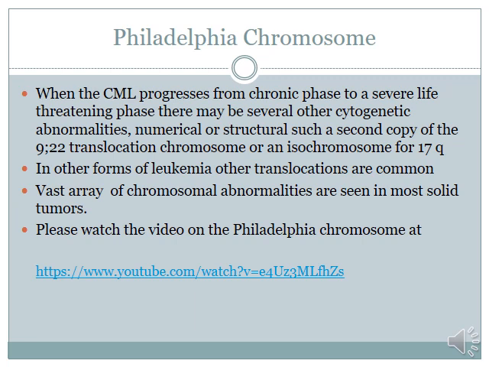In other forms of leukemia, other translocations are common. There are a vast array of chromosomal abnormalities that are seen in most solid tumors. Please watch the video on the Philadelphia chromosome at the following link.